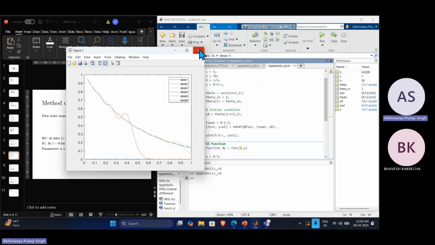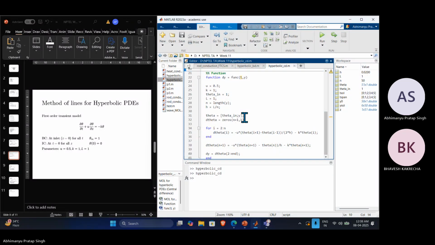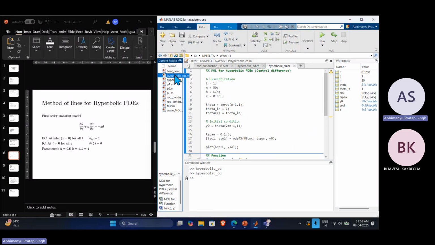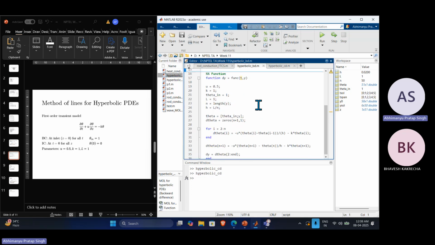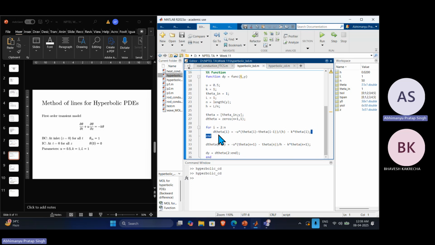Okay. So I will just solve the same problem using the backward difference scheme. We don't need to change anything. The endpoint remains the same. Just the middle nodes, from the second node to the nth node, we will change from the central difference scheme to the backward difference scheme. Okay.